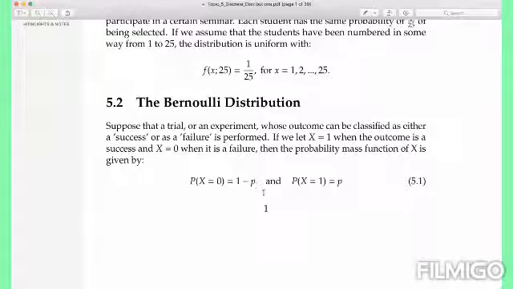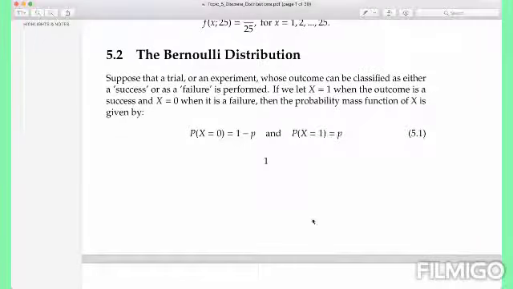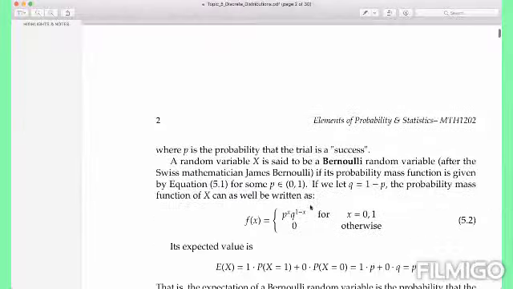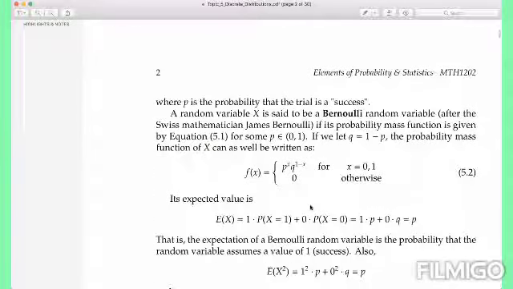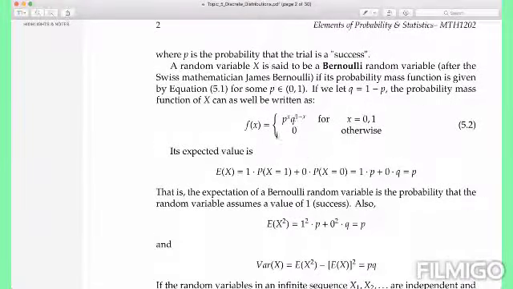In some of the notation we use Q. By convenience we can say let X take on 1 if it's a success, and X take on 0 if it's a failure. We can write the mass function like that, and the mass function can also be written in a compact form like this. And this is the mass function for the Bernoulli.